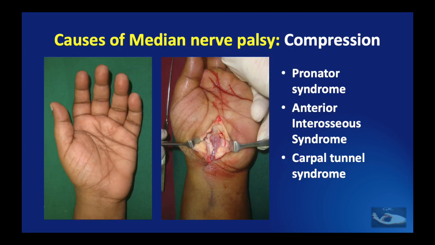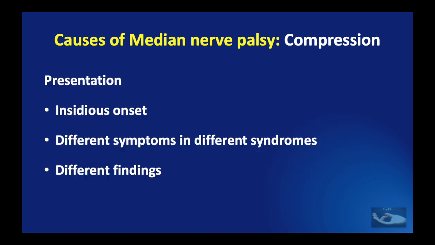The next common cause of median nerve palsy is the entrapment neuropathy, which could be either a Pronator syndrome, an anterior interosseous syndrome, or a carpal tunnel syndrome. These conditions typically present with an insidious onset but have different symptoms in different syndromes and different findings in each syndrome, which will be dealt with later in this video.